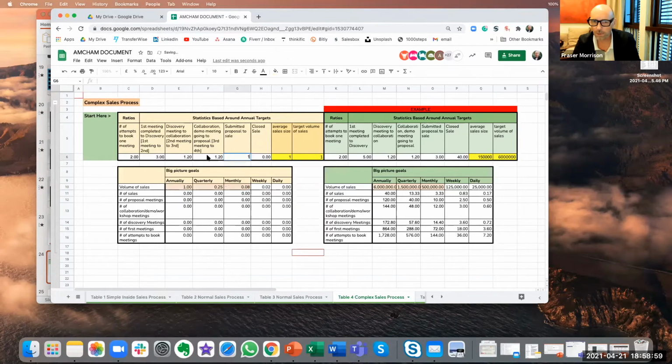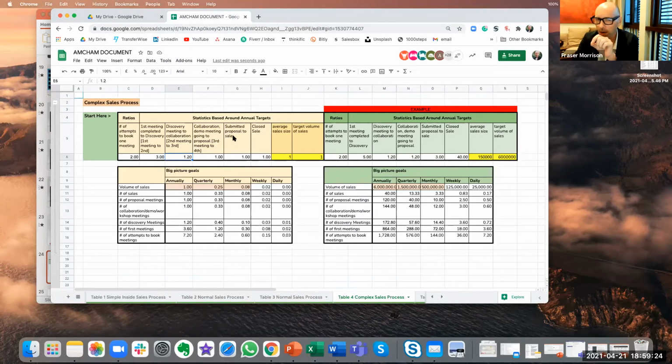When you have a complex sale, you start with the target volume of sales. A complex sale could be $1 billion a year, it could be 5 billion a year, it could be $500 million a year, right? But what's the average sales size? That will tell you the number of sales you need to close in a year to hit your numbers. So that's your first metric.